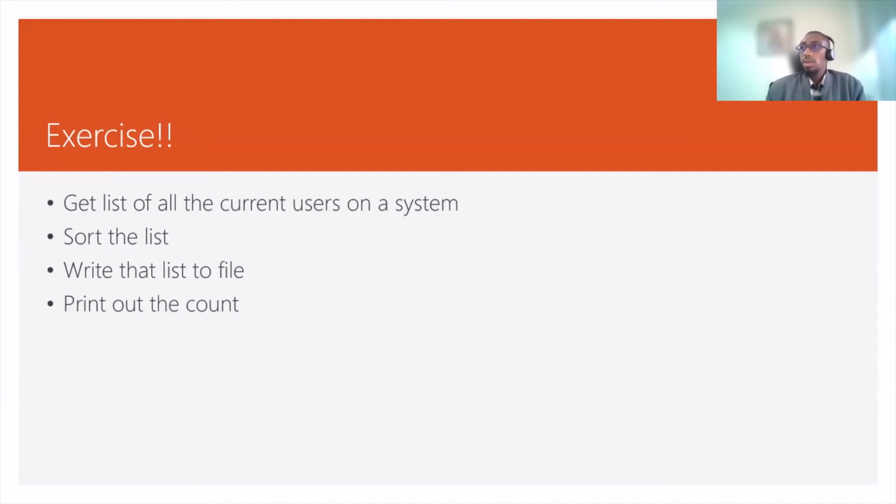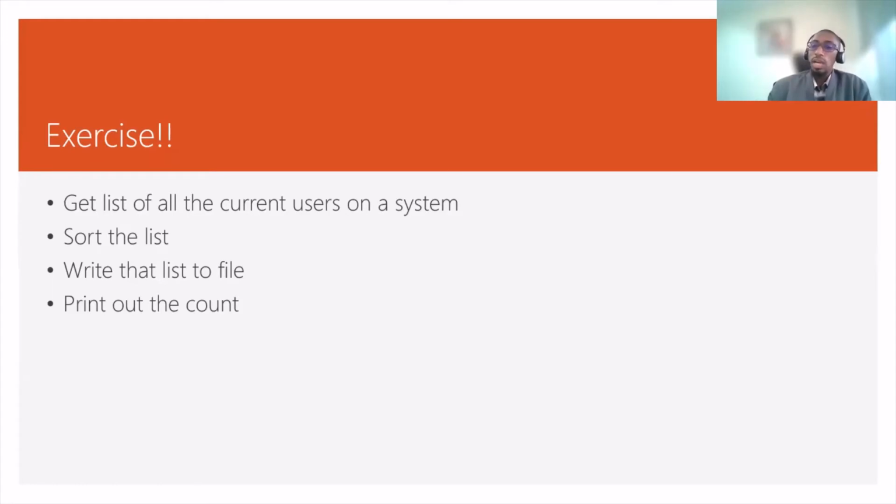Get a list of all the current users on the system. Sort the list in alphabetical order. Write the list to a file and print out the count to the terminal. It's not a difficult thing. To give you a hint, there is a file that has the list of all the current users. Just that that file doesn't have just the list of current users. It has the list, it has colons, it has some other things.